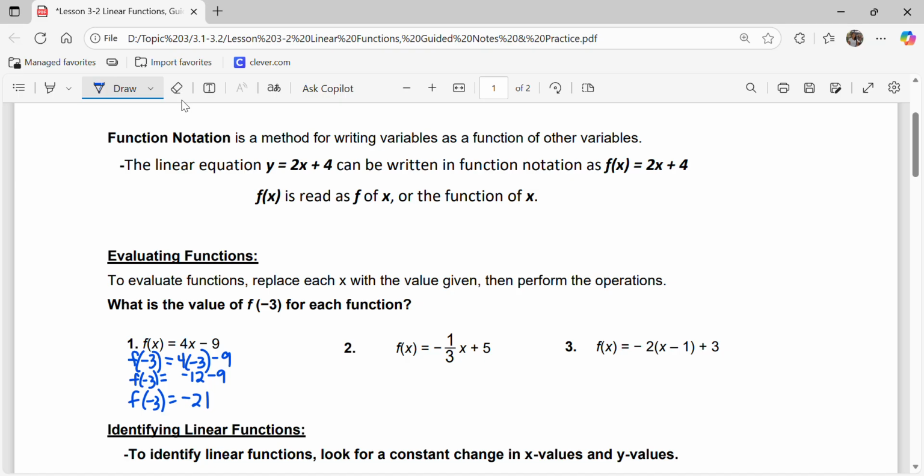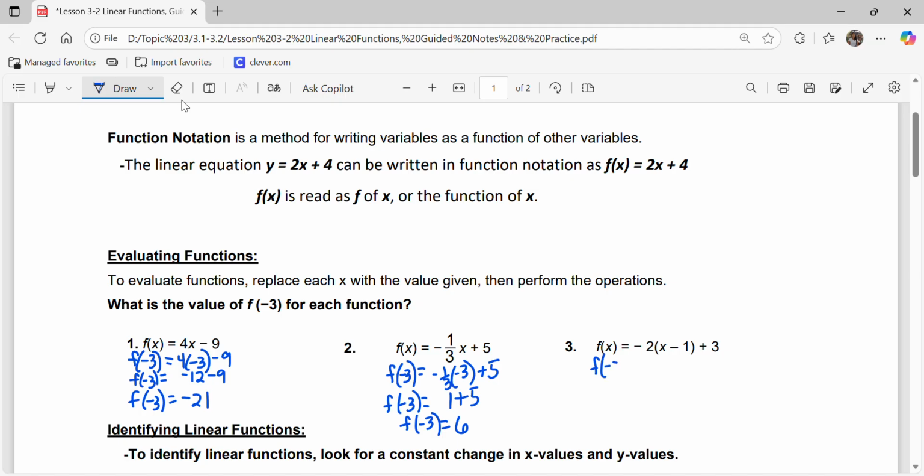The second one, the function of -3 equals -1/3 times -3 plus 5. Negative times negative is positive. 1/3 of 3 is +1, plus 5. The function of -3 would be +6.